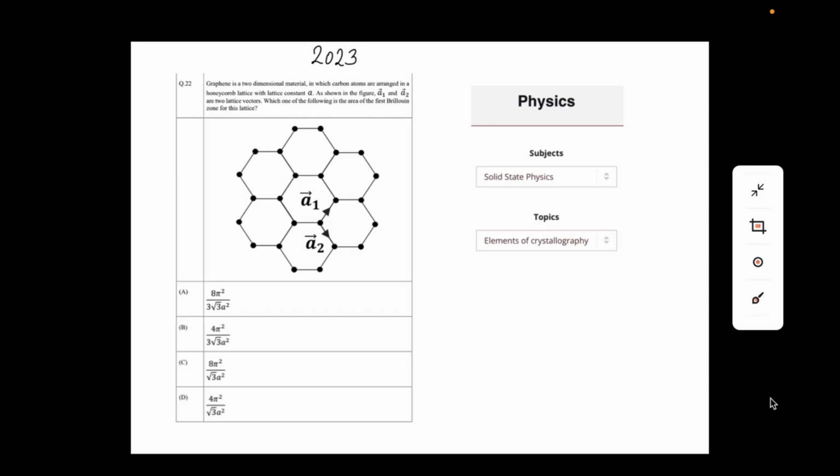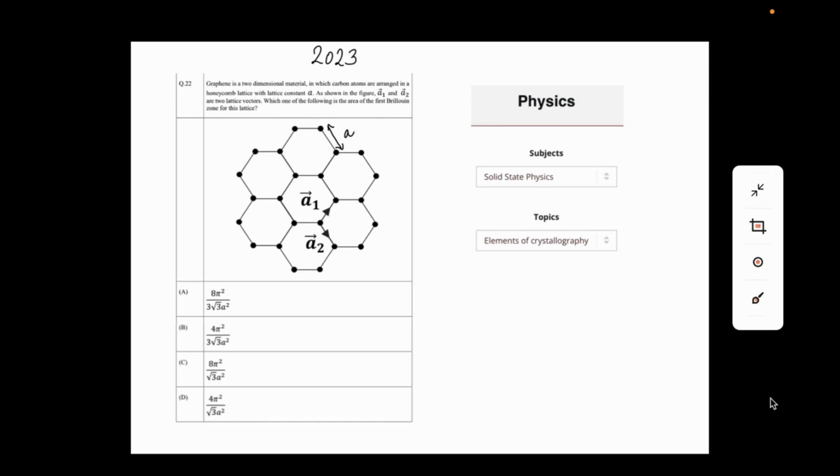So as you know, graphene is a two-dimensional material in which the carbon atoms are arranged in a honeycomb lattice with lattice constant A. So the lattice constant is like this. Now they have shown in a figure that A1 and A2 are two lattice vectors. So which one is the area of the first Brillouin zone for this lattice? Now the point of miscommunication in this question to the candidates can be the lattice vectors mentioned in the question.